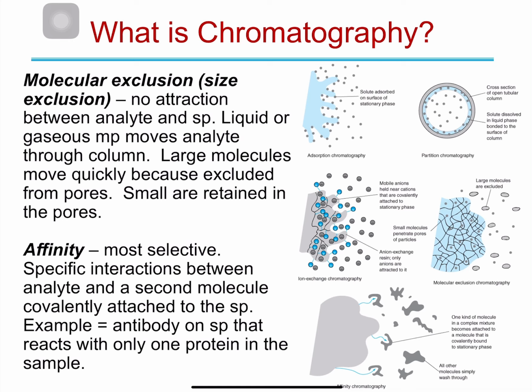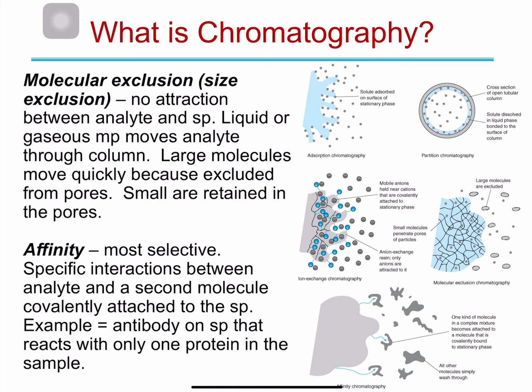And then the last one and the most selective one is the affinity. Affinity depends on a specific interaction between the analyte and a second molecule that is covalently bonded to the surface of the stationary phase or on the surface of a solid. An example of that is the antigen-antibody interaction.